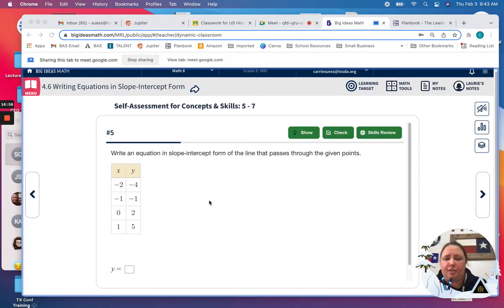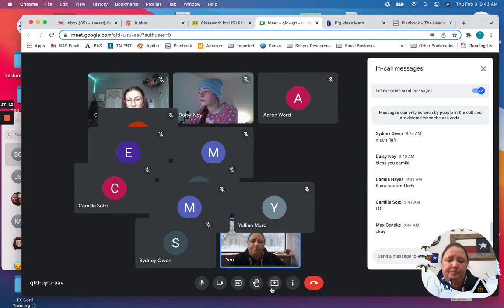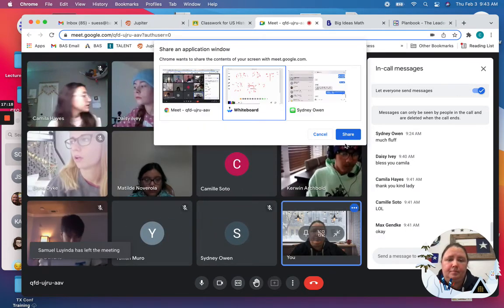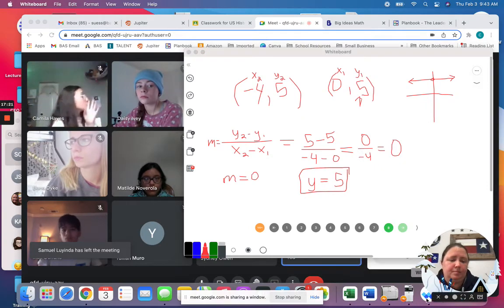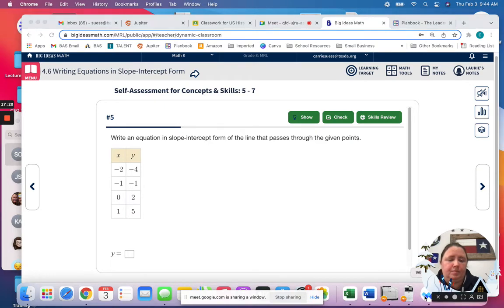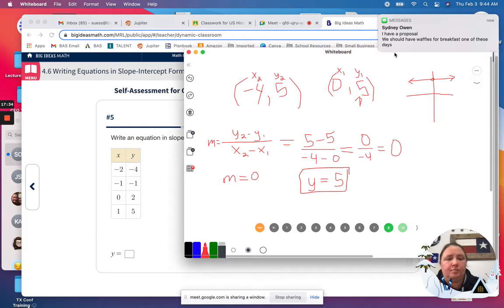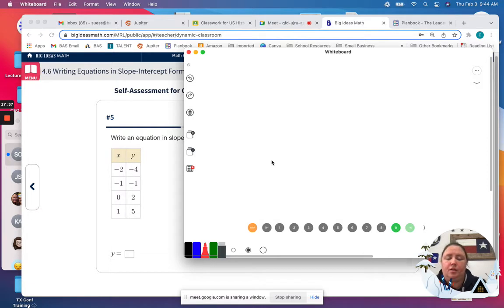Alright, here's number 5 for self-assess. Write an equation in slope-intercept form of the line that passes through the given points. So again, you're using 2 of these points, doesn't matter which 2, to find the slope and y-intercept. Let me go to the whiteboard. New page. Alright. So we have 4 points we can choose here.